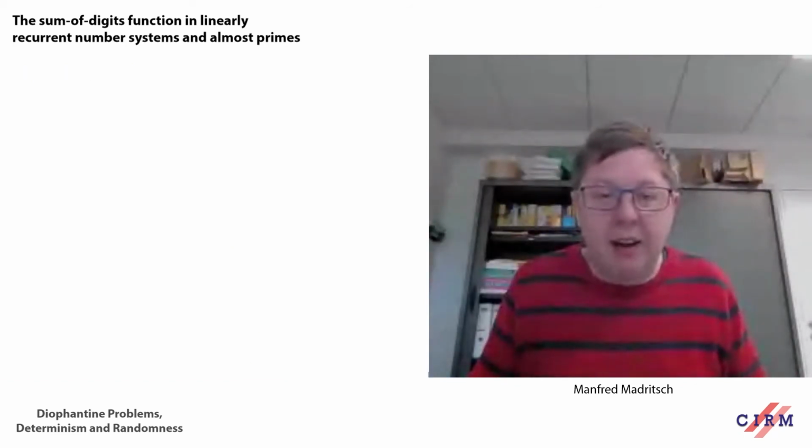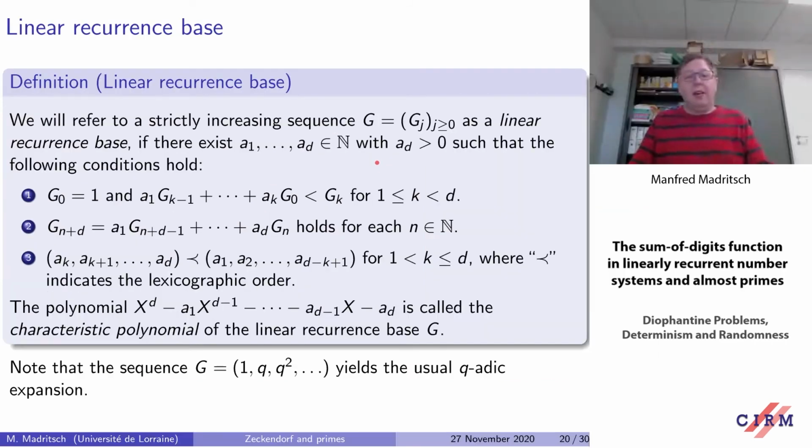And in general, you can look at linear recurrent spaces. So what are the ingredients here? We have a linear recurrent sequence with a characteristic polynomial that's given, and here we have the characteristic equation.